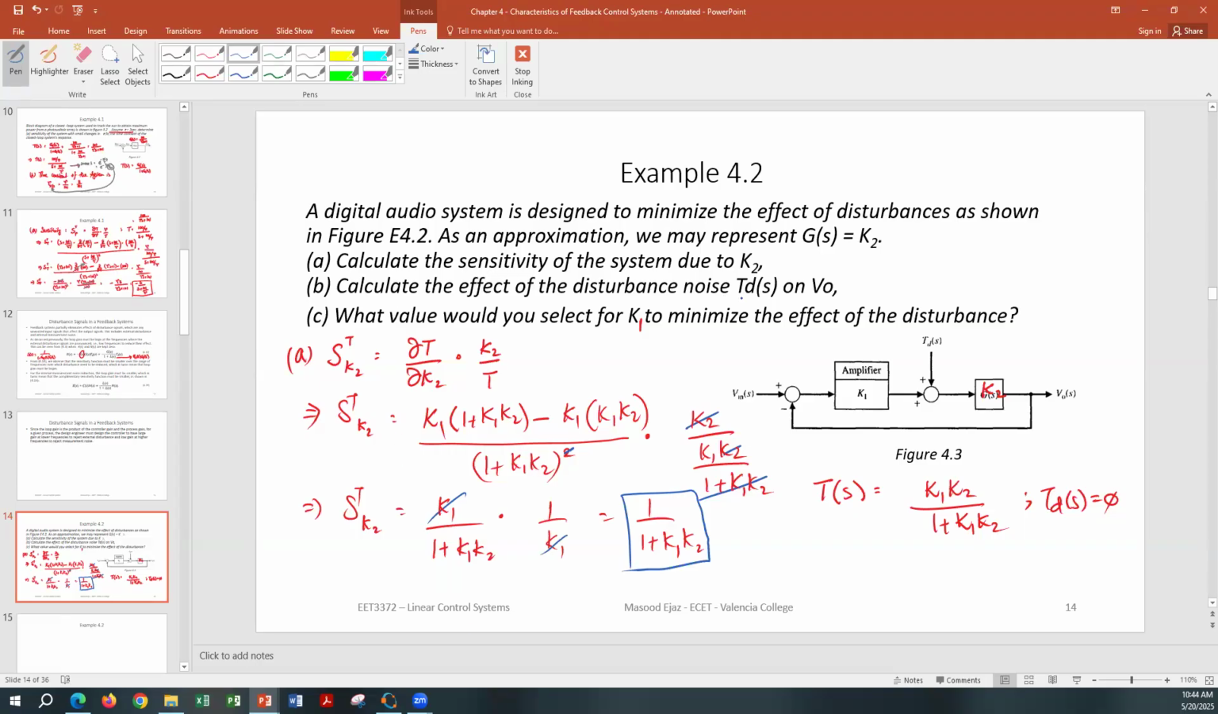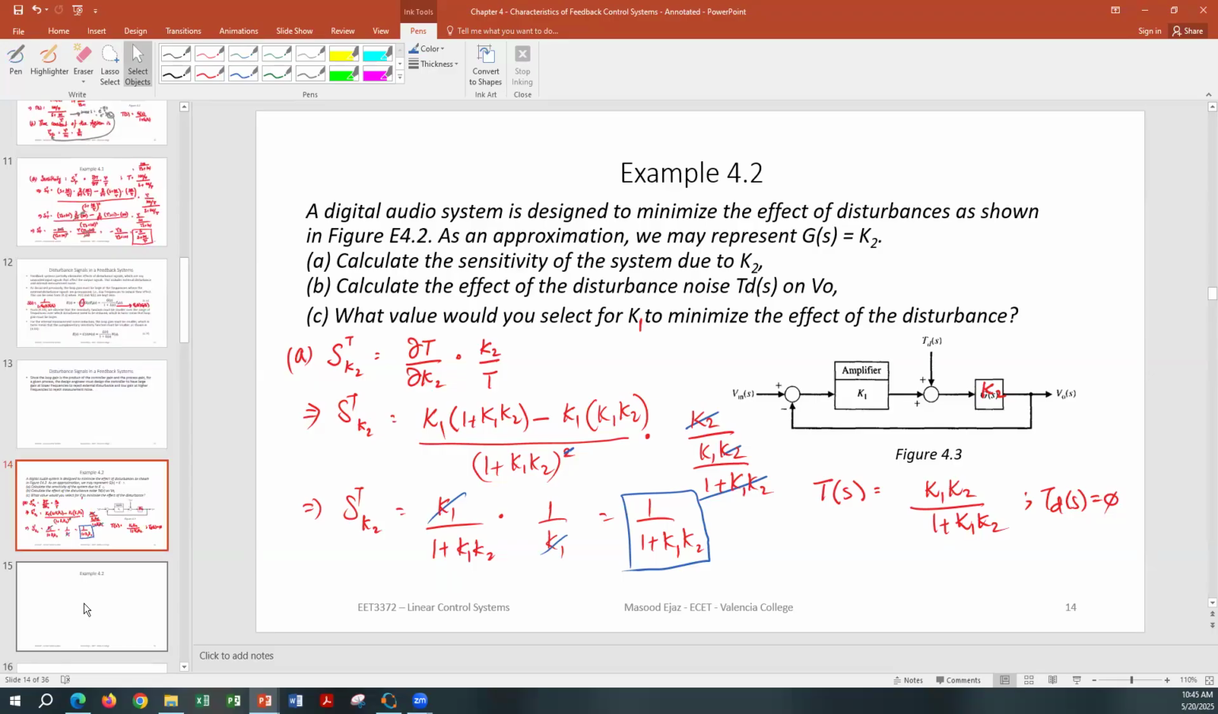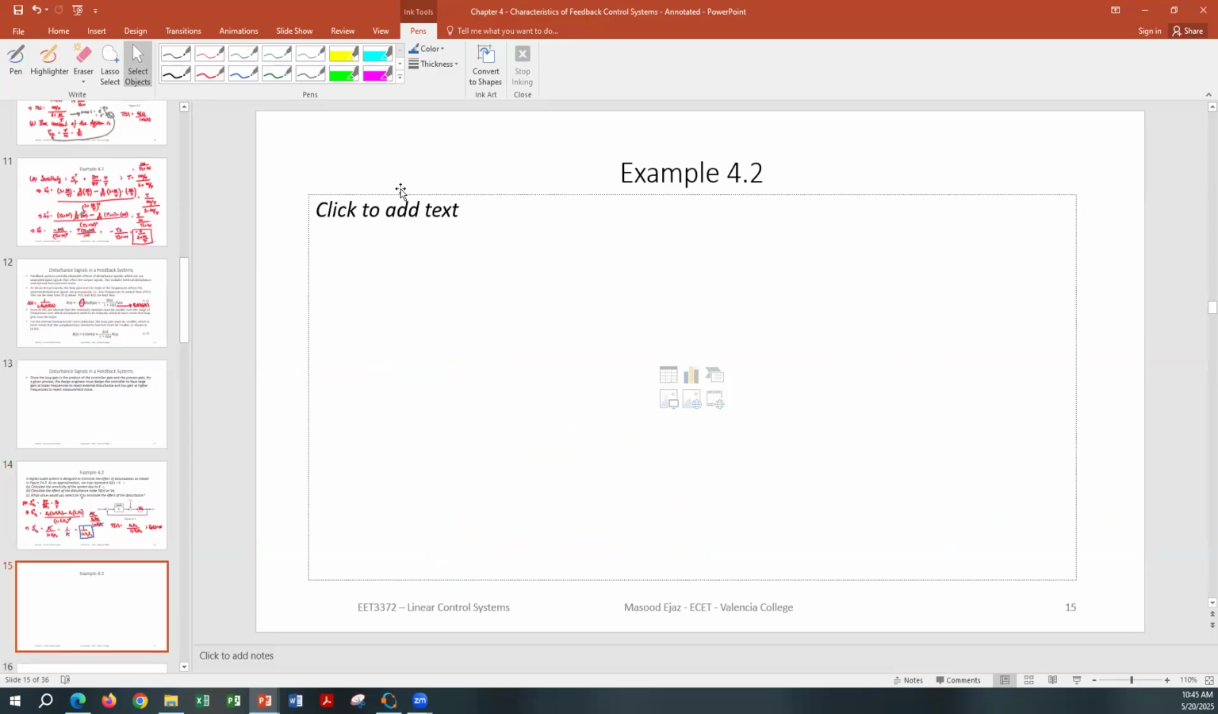Calculate the effect of disturbance noise TDS on V naught. So first we're gonna look at what will be the expression of V naught in terms of TDS, and that will give us what effect TDS has on V naught and what parameter we should change in order to reduce that effect on V naught. So let's look at that second part.